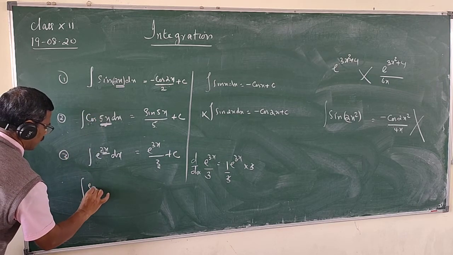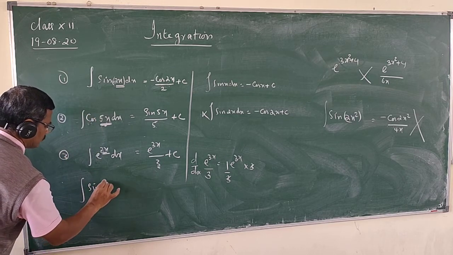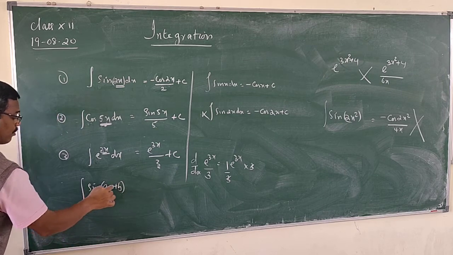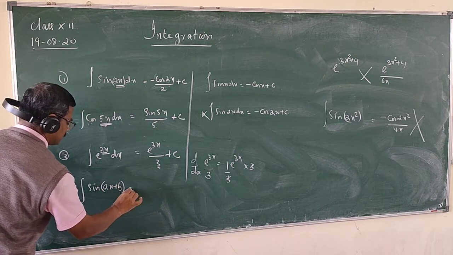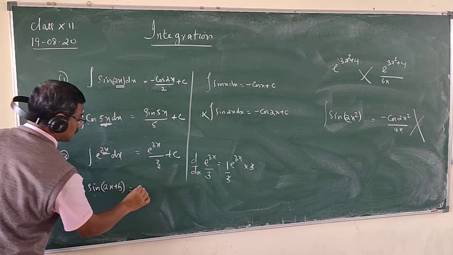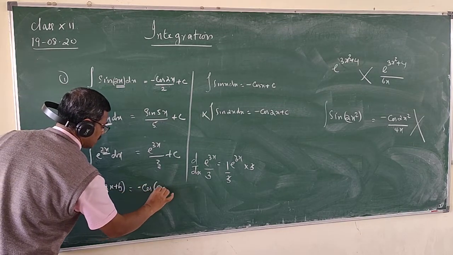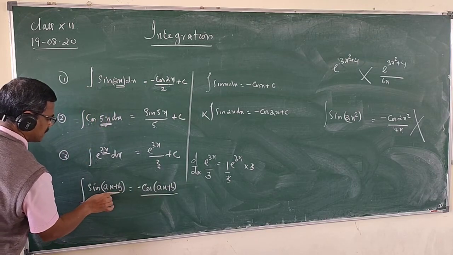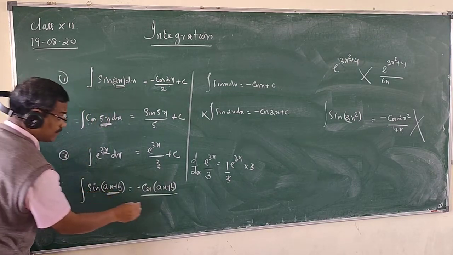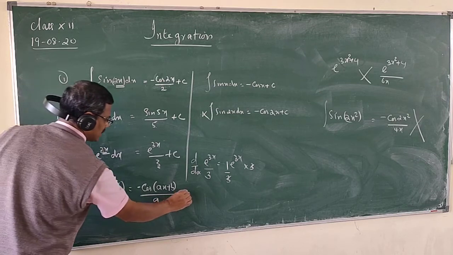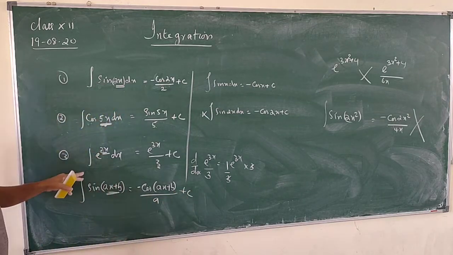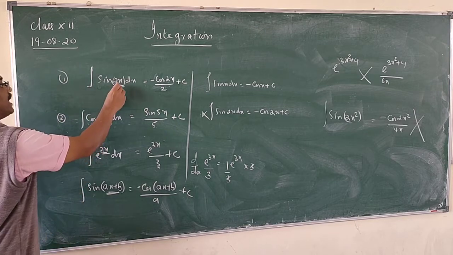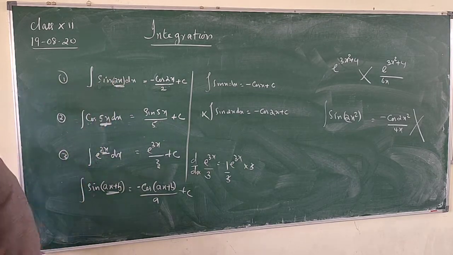Suppose I want to find out the integral of sine ax plus b. It is a general form of a linear one. The integral of sine is minus cos, so minus cos ax plus b divided by this expression's derivative, that is a. This is the general rule for finding out the integral. When a function of a function comes, in that case it should be a linear one.